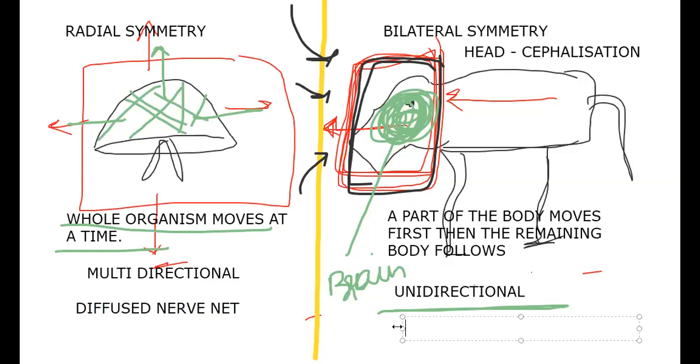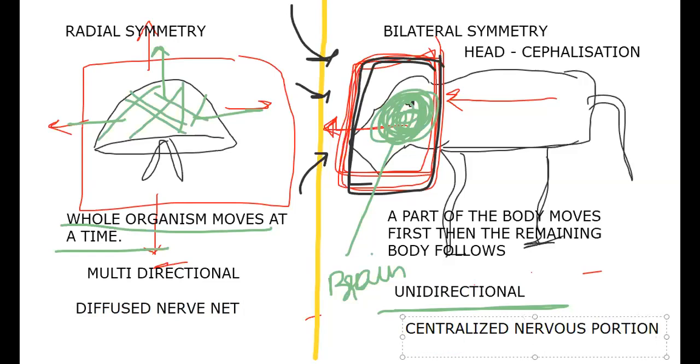Then, due to unidirectional movement, what is the advantage? A centralized nervous portion. In highly developed animals we may call it a brain, or developed ganglia. Where do you see the centralized nervous portion? In the head region. Why in the head only? Because the head is the part facing the predators or enemies, and so it developed there. This is the part that is moving fast.